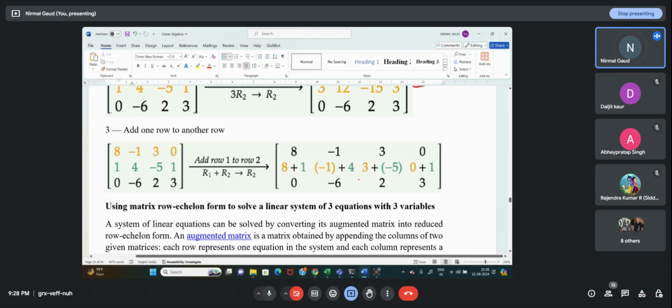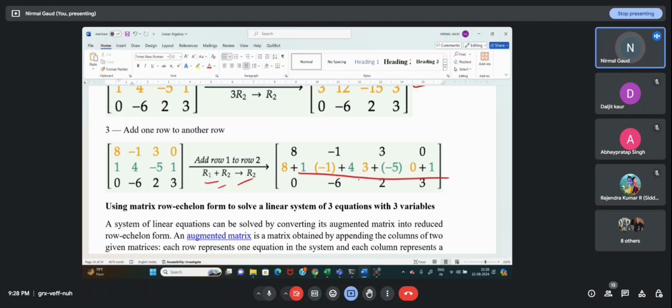Add one row to another. That's what they did. Perform the addition, that means add row 1 and row 2. So this is what they get. It's just showing you the operations, how we can perform them. So these are row operations which you can do.